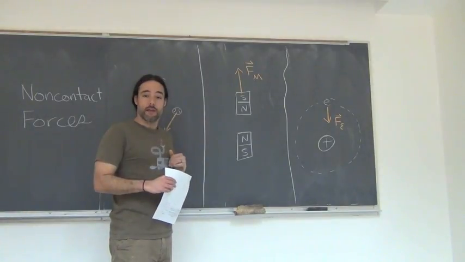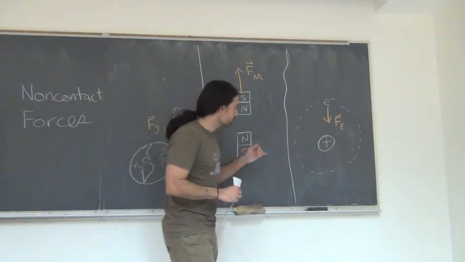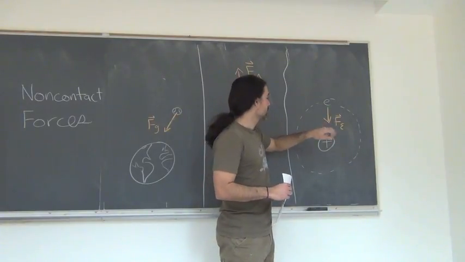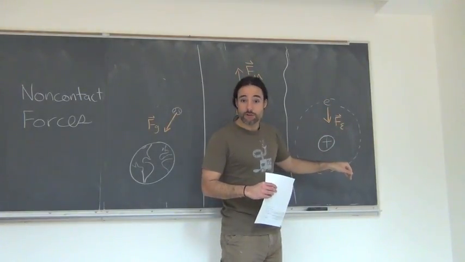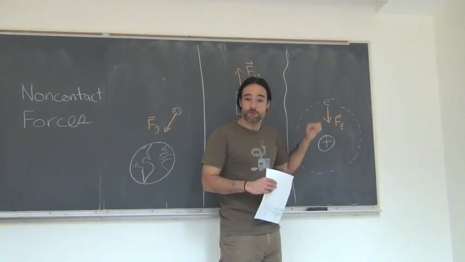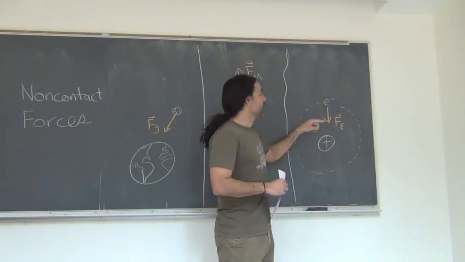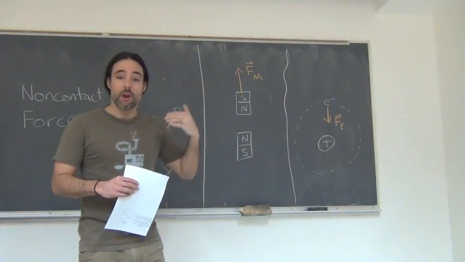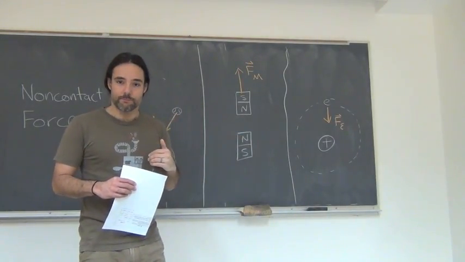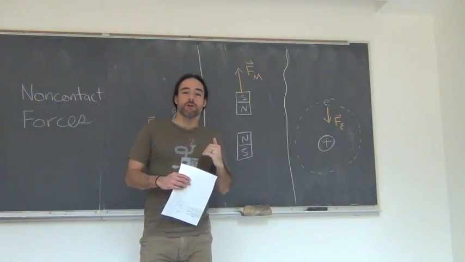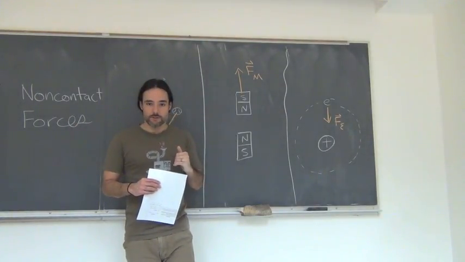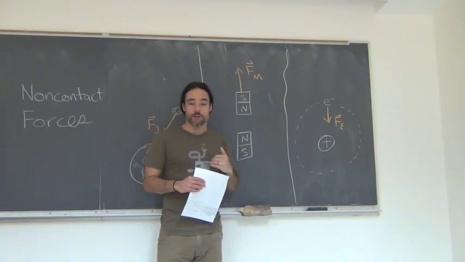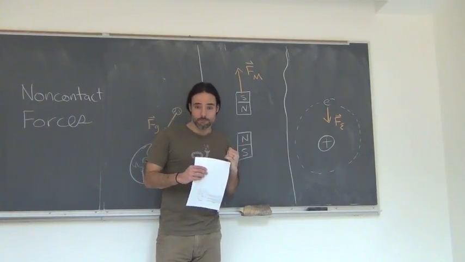Same thing is true with the electrostatic force. We have, let's say, a proton and an electron. The proton is pulling the electron towards it. That will cause it to undergo circular motion. But the 2 objects, the proton and the electron, are not in contact with each other. This is a very difficult concept for physics students to understand. How can 2 objects push or pull on each other if they're not even touching?